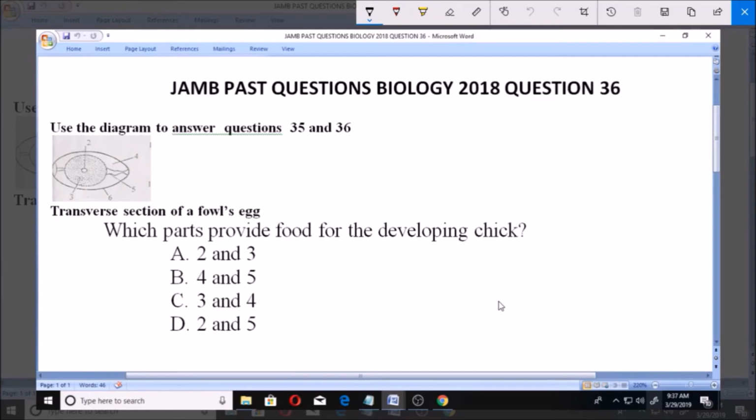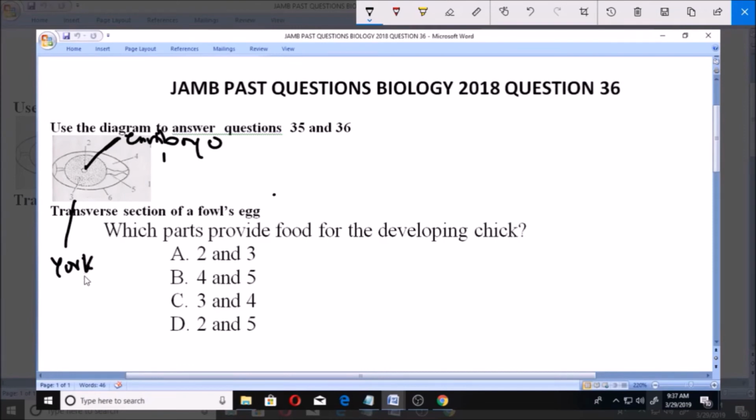You understand? Whereas the yolk, which is 3, this number 3 is the yolk. So for us to be able to answer this, we need to analyze this and really know what they are. We all know that the food for the young one, from the previous question, is found here, which is where the embryo is. Now we have this number 3 here is the yolk.